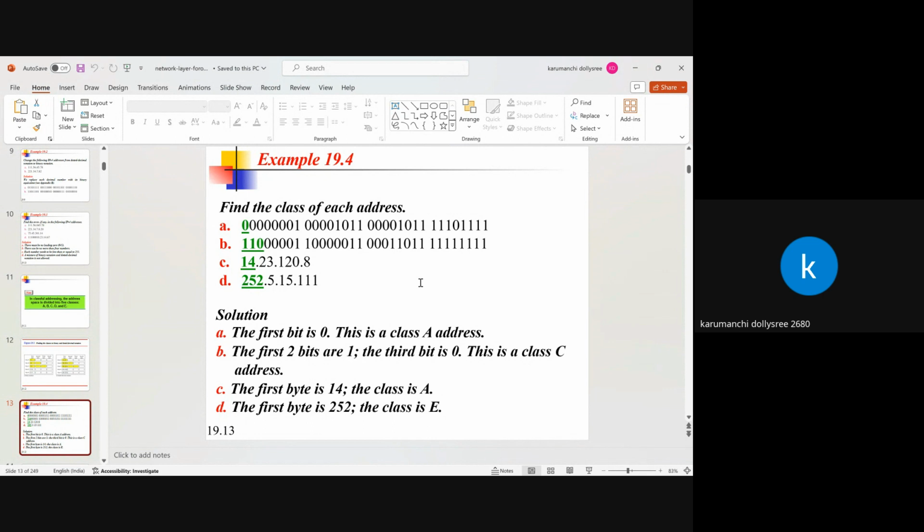So this way, by seeing the binary values, we can identify whether it is a class A, class B or class C address. So if you see 14, you can tell the range, right? 0 to 127 is the range for class A. So 14 is a class A address and 252 is a class E address, right? So by seeing examples, you can find which class each address comes under, right?